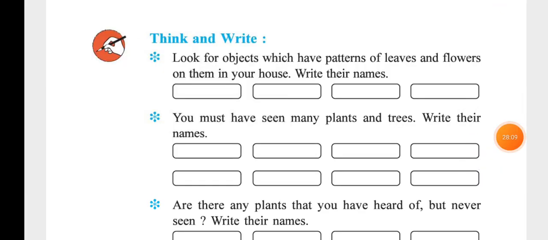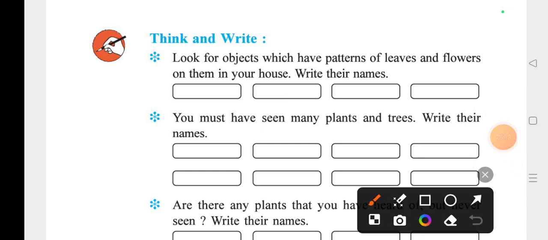Now this question is for you. Think and write. Look for the objects which have patterns of leaves and flowers on them in your house. Write their names. So you should write here the names. Okay, I have already showed you.